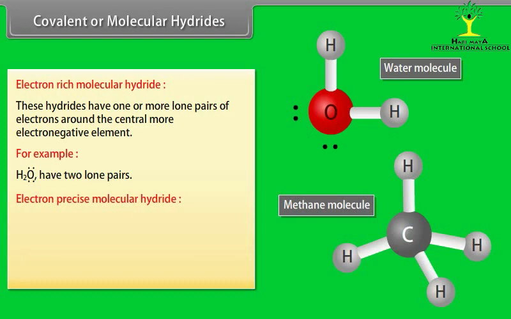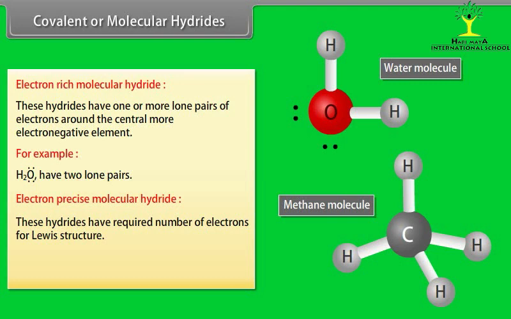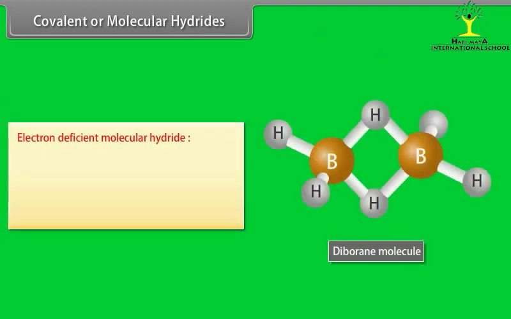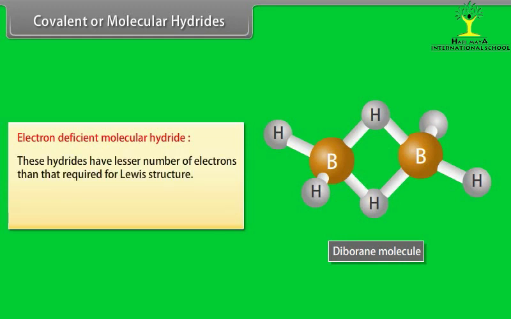Electron-precise molecular hydrides. These hydrides have the required number of electrons for the Lewis structure. A common example of an electron-precise molecular hydride is methane. Electron-deficient molecular hydrides. These hydrides have fewer electrons than required for the Lewis structure. A common example of such a molecular hydride is diborane.